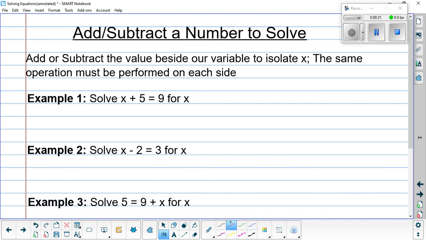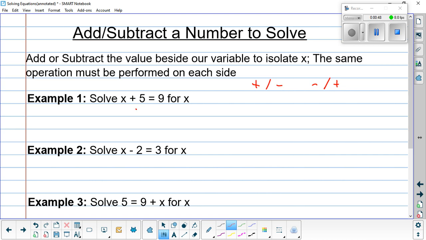This means that whatever value is beside our x, we want to take the opposite of it. The opposite of plus is subtraction. The opposite of subtraction is plus. And we're going to develop this new concept of working down. I will demonstrate this first one, and why we end up working a different way.